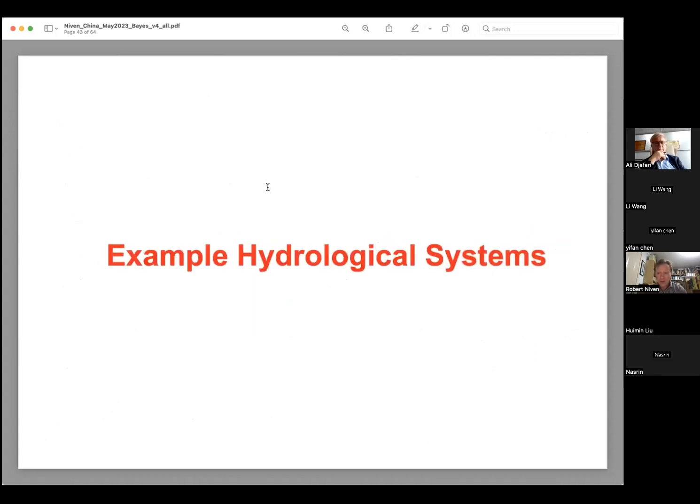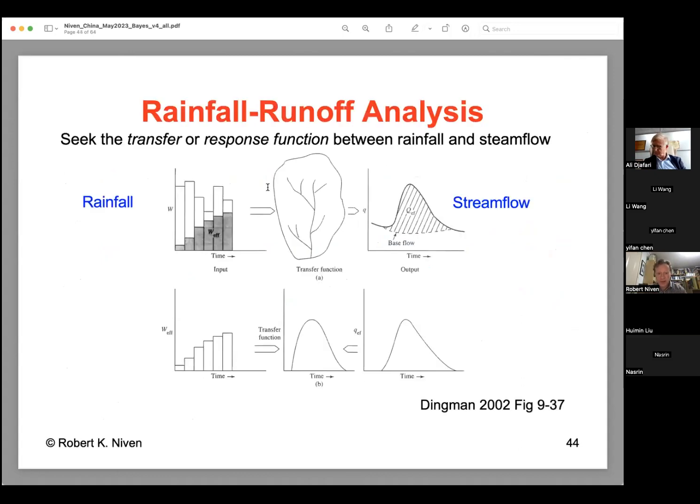Okay, so there are some dynamical systems. Now I'm going to talk about some hydrological systems. My background, I should say, is in engineering, particularly civil engineering. And so I'm interested in many problems to do with groundwater flow or water catchments. And so this first example is a rainfall runoff analysis.